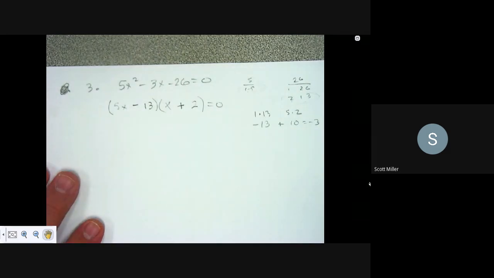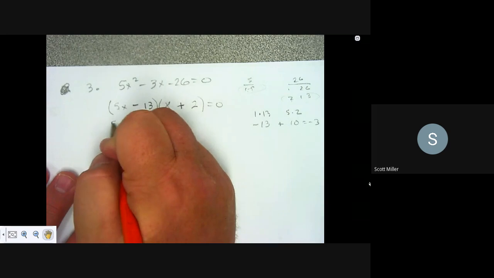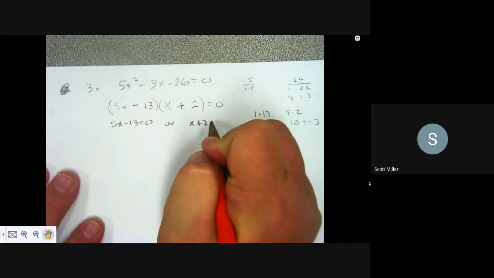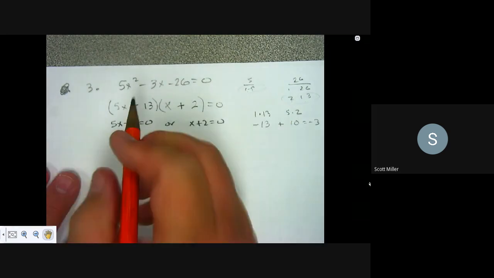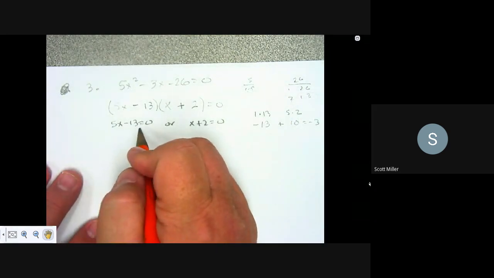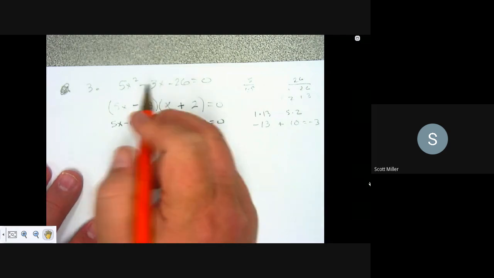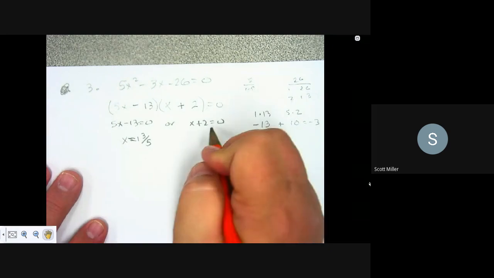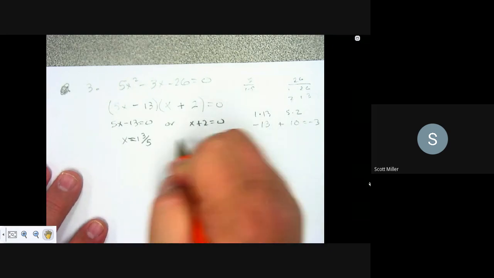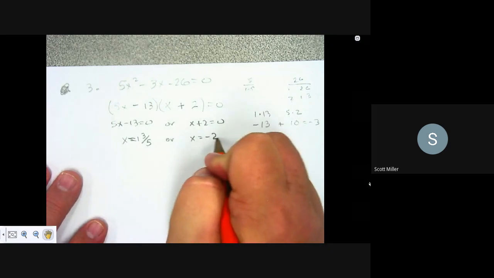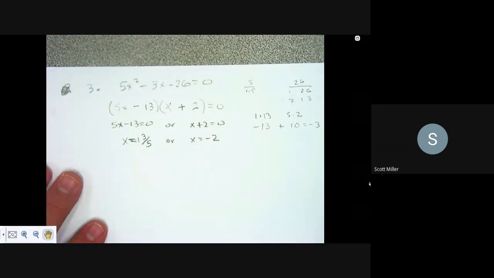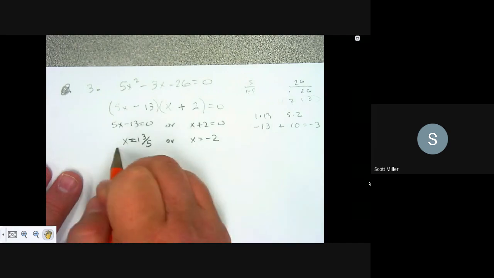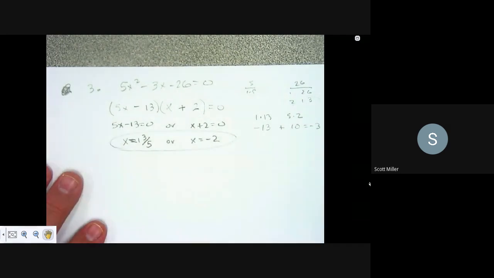So by our zero product rule, you take each factor, you set it equal to 0. We solve each individual equation for x. I'm going to add 13 and divide by 5, so x is 13 over 5. And then for this one, subtract the 2, and so I get x equals -2. So these are my two solutions, okay? And for the sake of time, I'm not going to check them, but I know that they will work. And so those, you circle those and get your answer.